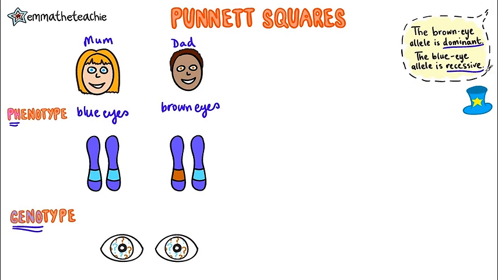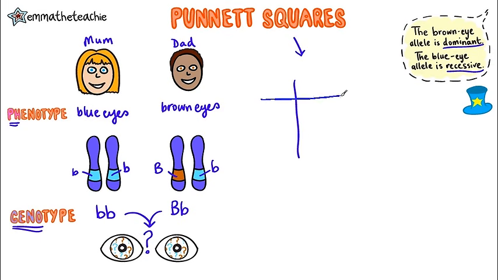In this situation, the blue eye allele is recessive. So we're going to label it with a lowercase letter, a little b. And so the mum's genotype is little b, little b. The dad has a dominant allele, which gets a capital B. So his genotype is big B, little b. But if they have a child, how do we know what genotype and phenotype it can have? Well, to do this, we're going to use Punnett squares.